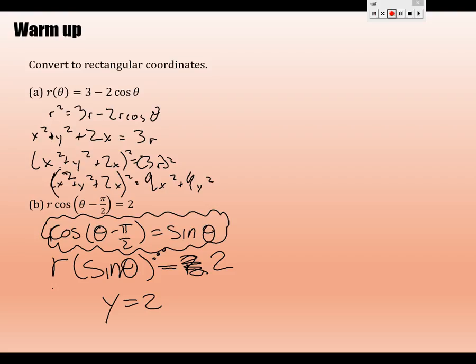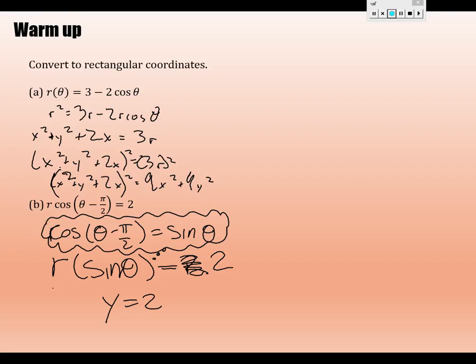It is nice though. Is that one of the identities directly, that cosine of theta minus pi over 2 equals sine theta? It's actually not exactly how we wrote it. It was actually pi over 2 minus theta. Do you remember that?